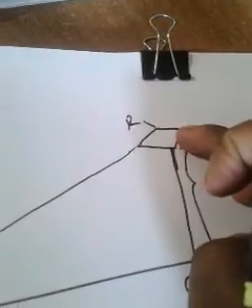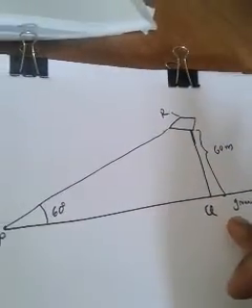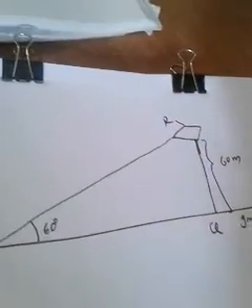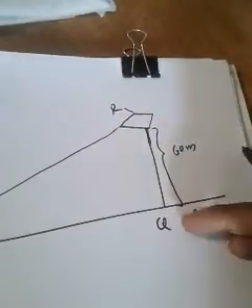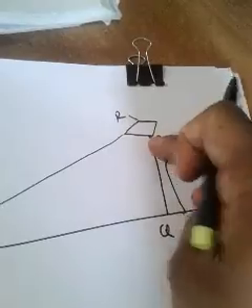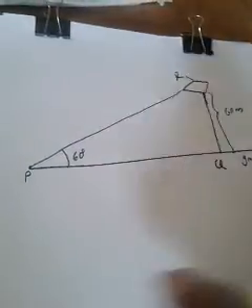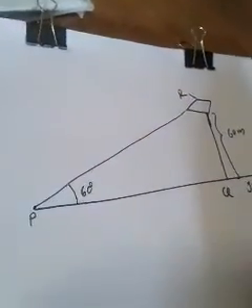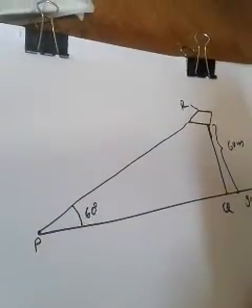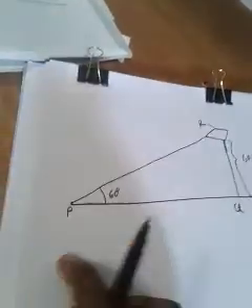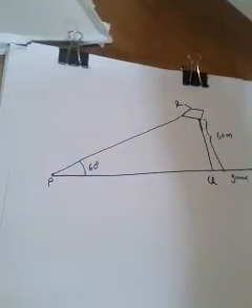Let PR represent the string, and RQ represents the height of the kite from the ground, that is given as 60 meter. You have to write all those things. And what we need: find the length of the string. That means we need PR. So up to that you can write.